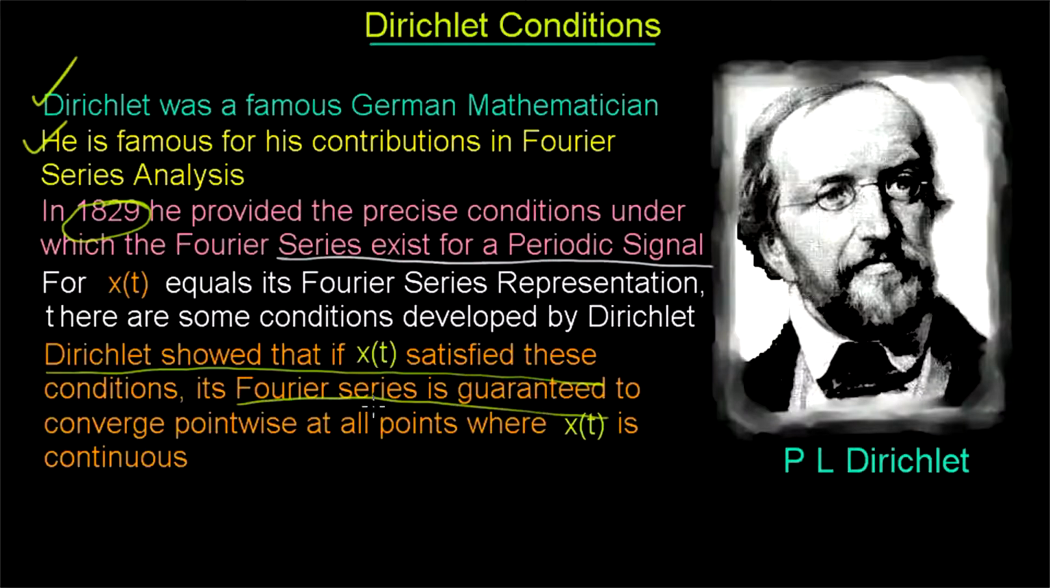Dirichlet showed that if x of t satisfies these conditions, its Fourier series is guaranteed to converge point-wise at all points where x of t is continuous. That is Dirichlet's main contribution. He did this in 1829, after the death of Fourier. So now let us analyze the conditions one by one, and let us check whether there are some signals which do not obey these Dirichlet conditions, so that no Fourier series exists for those signals.